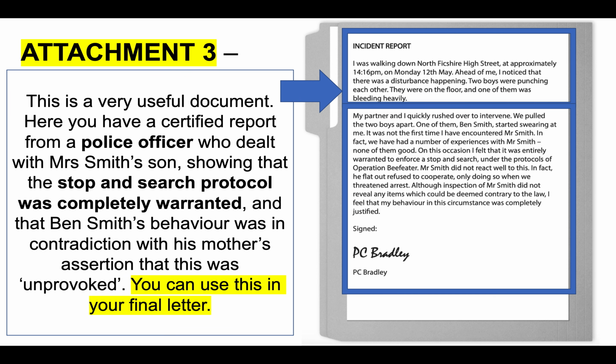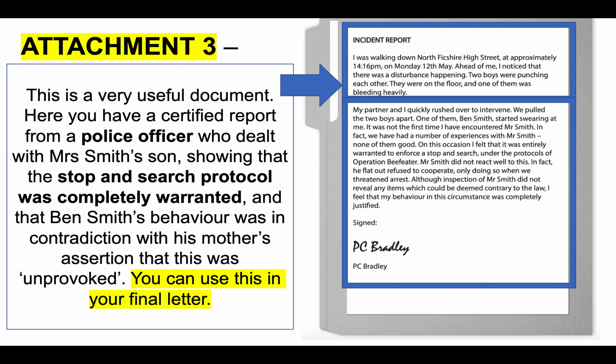So again, this is a very useful document to us. Here you have a certified report from a police officer who dealt with Mrs. Smith's son, showing that the stop and search protocol was completely warranted and that Ben Smith's behaviour was in contradiction with his mother's assertion that this was unprovoked. Do you remember? I pointed that out in the highlighted part of her complaint, that she was saying that it was unprovoked. Well, it was not. And you can use this in your final response. So all this information is being extremely helpful to us.